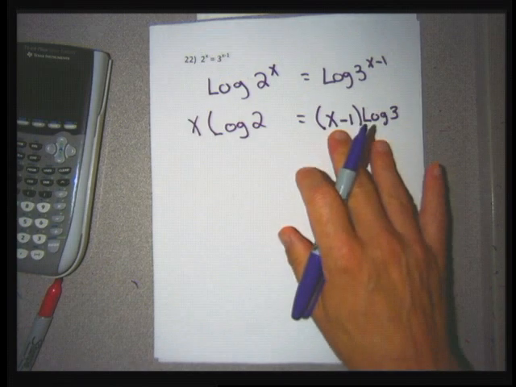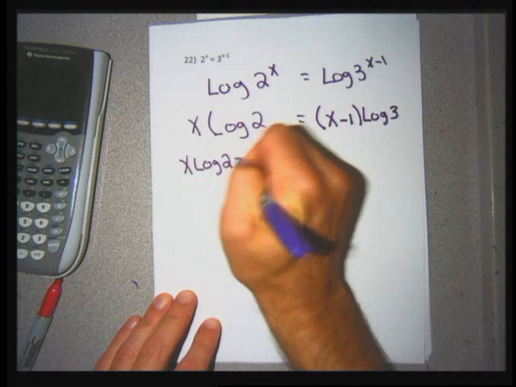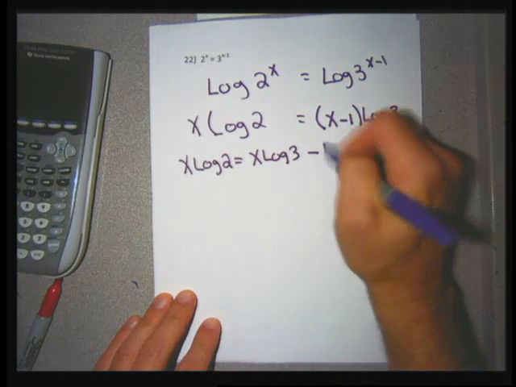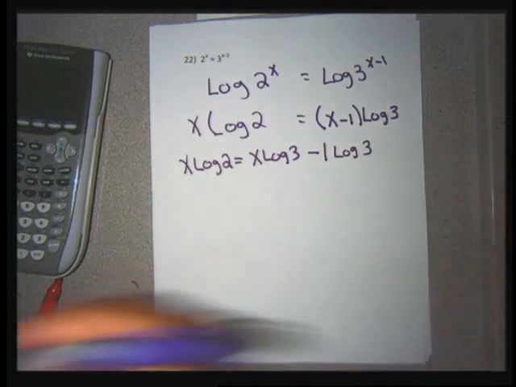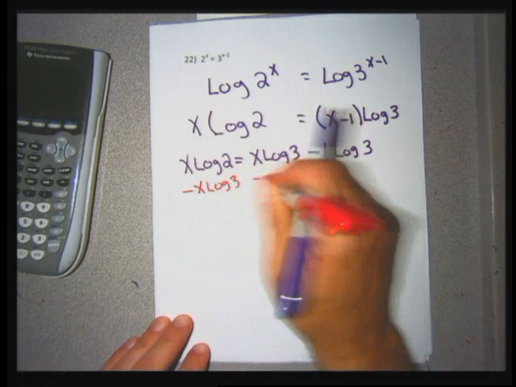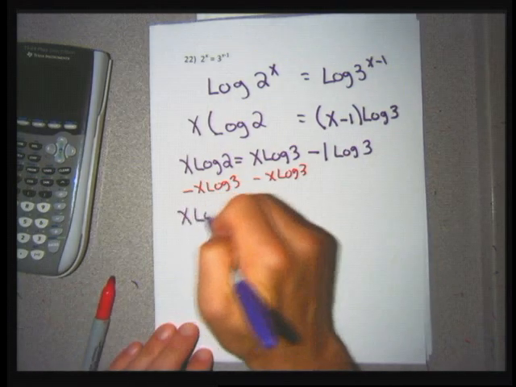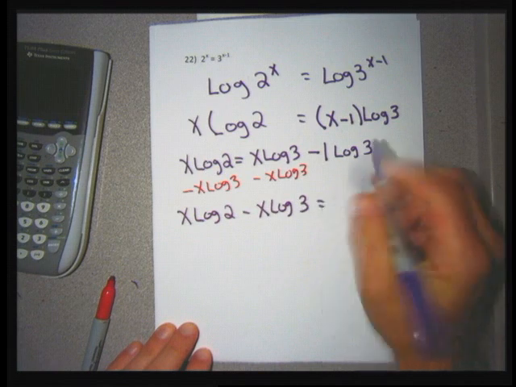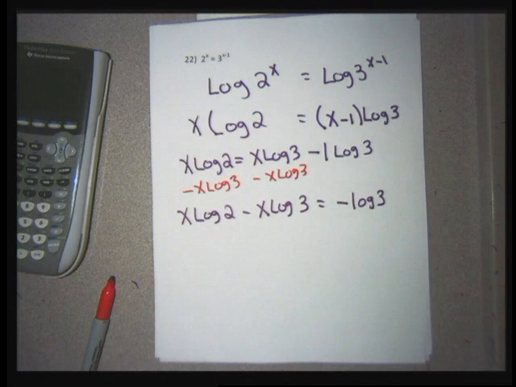I'm going to do the multiplication on the right-hand side and get x times the log of 2 equals x times the log of 3 minus 1 times the log of 3. I need to get my x's on one side, so I'm going to subtract x log of 3 from both sides. When I do that, I get x log of 2 minus x log of 3 equals minus log of 3. I don't need to write the 1 in front of the log, but I could.